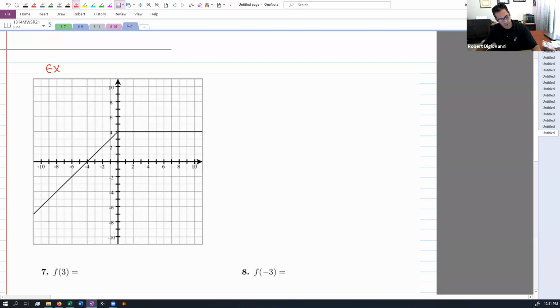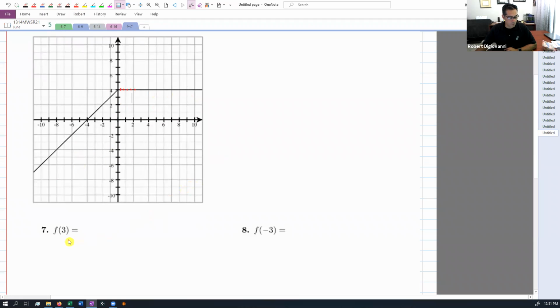So this right here, in this black right here, that's the function. That means all the little points that our function spits out are all along this line and that line. And let's look at the questions. The first thing it's saying is for us to find f of 3. So it's saying, if we let x be 3, what comes out?